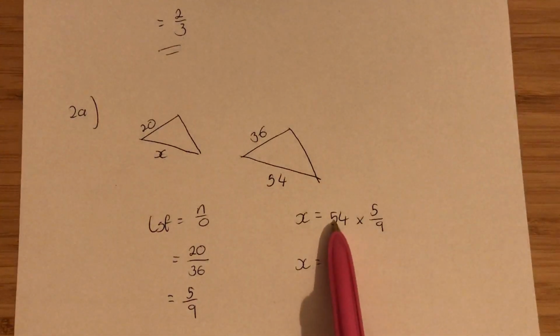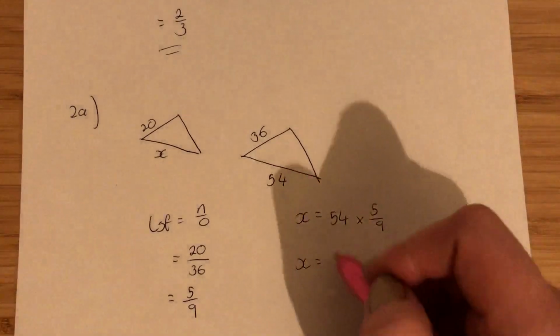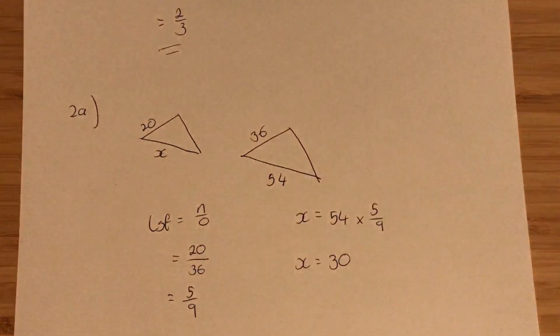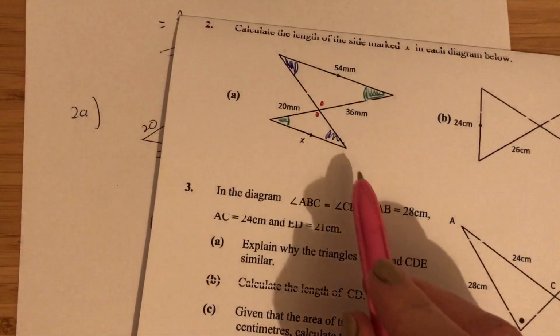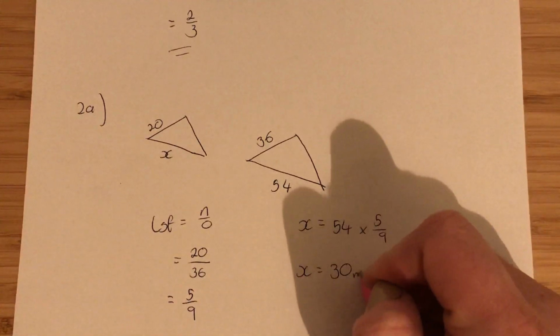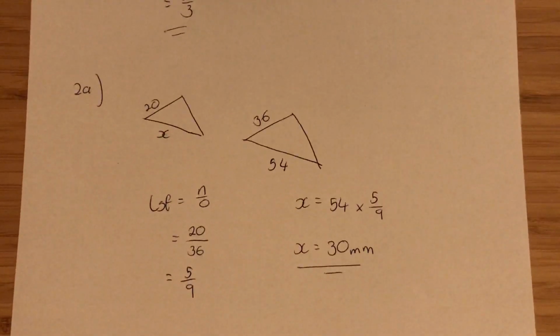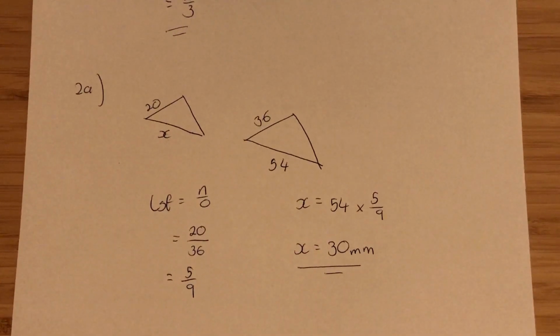Again, we can do this with a calculator if we need to. 54 divided by 9 is 6, multiplied by 5 is 30, so the new length is 30. And if I just look back, it was in millimetres. So 30 millimetres. And that's your new length. Right, you can try the rest of the similarity practice questions now.